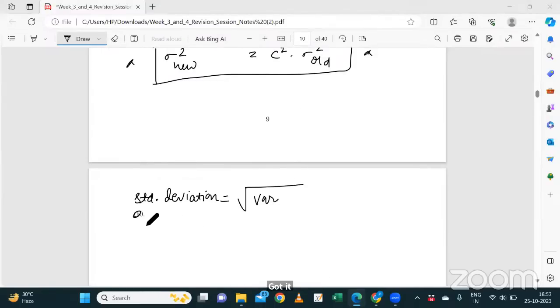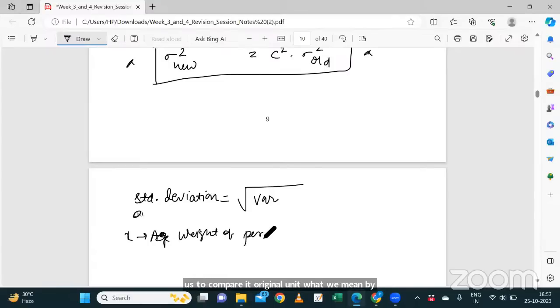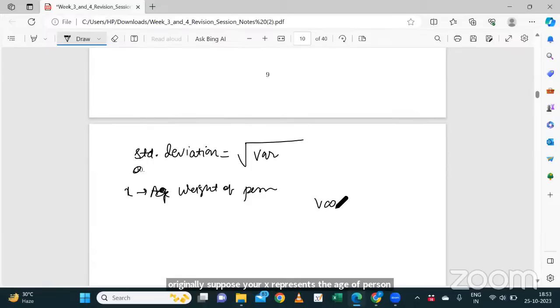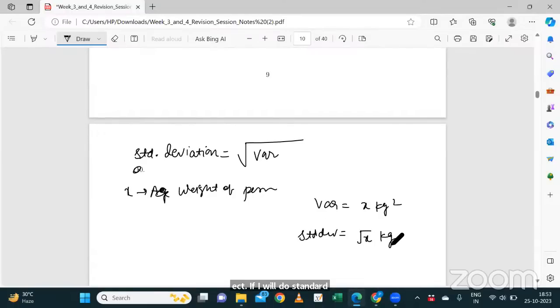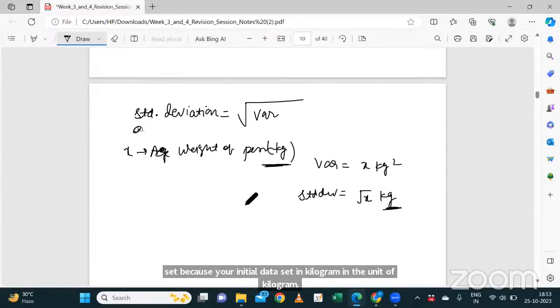What do we mean by original unit? Suppose your x represents the age of a person, or let's say the weight of a person. Then the variance you will get is in kilogram square. If I take the standard deviation, I will get the square root of that, in kilogram. Now it's easier for us to compare with my data set, because your initial data set is in the unit of kilogram. So the unit will be the same, and it's easier to compare.